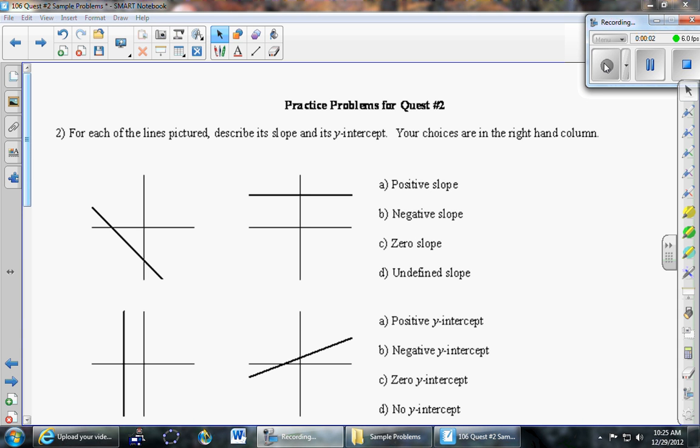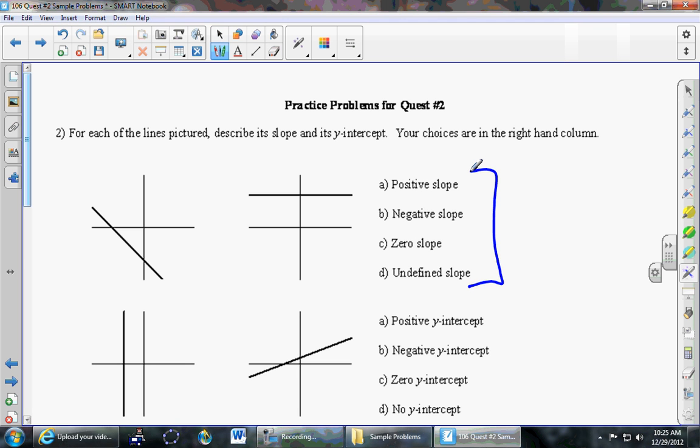This is problem number 2 on the practice problems for quest number 2. For each of the lines pictured, describe its slope and its y-intercept. Your choices are in the right-hand column. So in the beginning part, the choices here for slope are positive, negative, 0, or undefined. And then the choices for y-intercept, basically the same: positive, negative, 0, or no y-intercept.